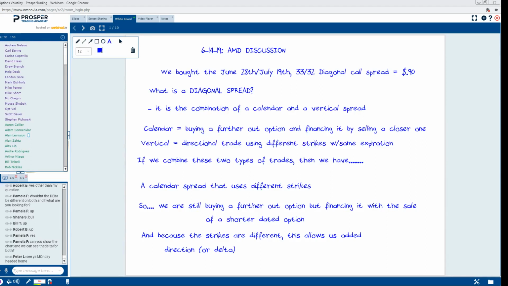So we're still doing the same thing as in a calendar spread here. However, our strikes are different because we're trying to take advantage of a little extra direction, a little extra delta. We're definitely biased towards the upside here.